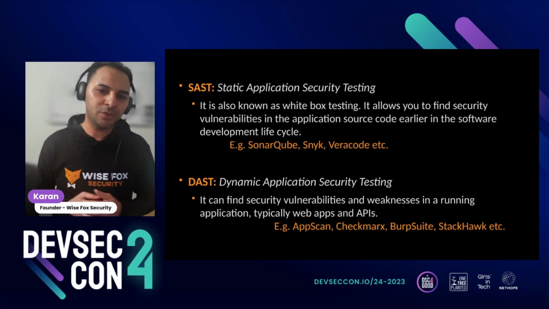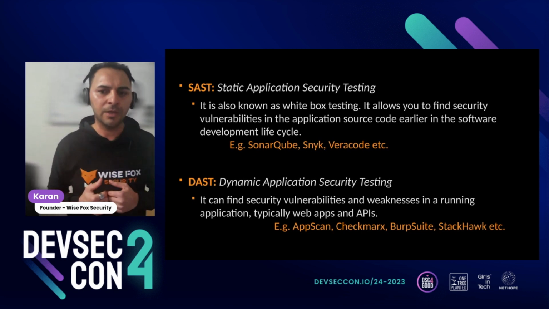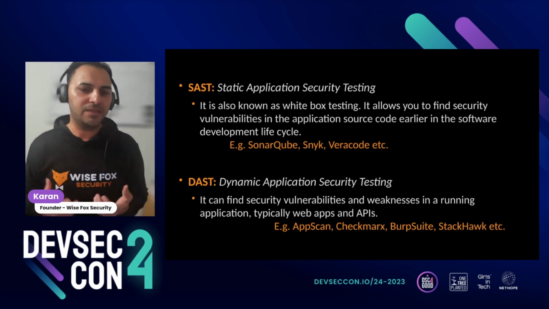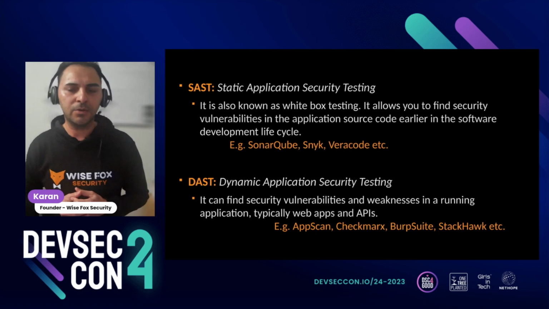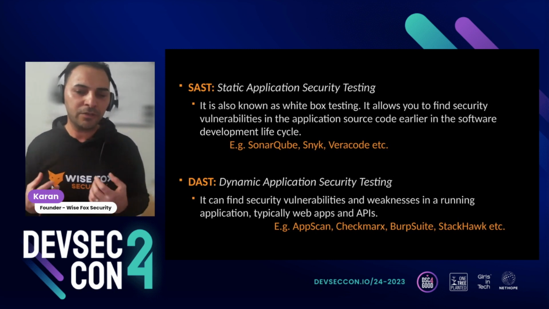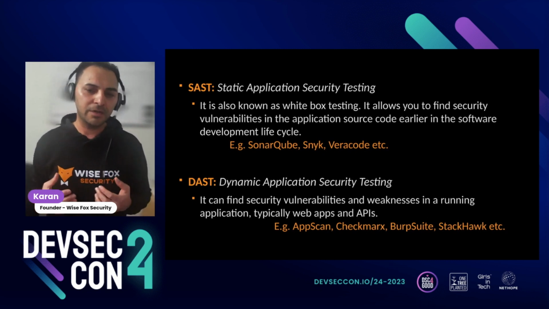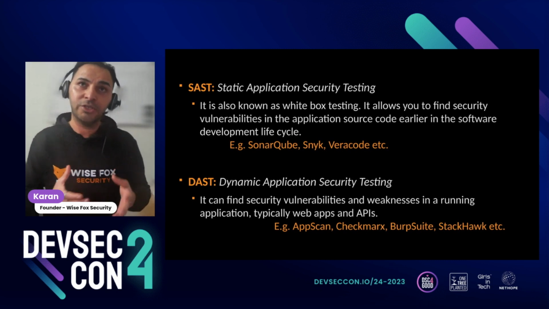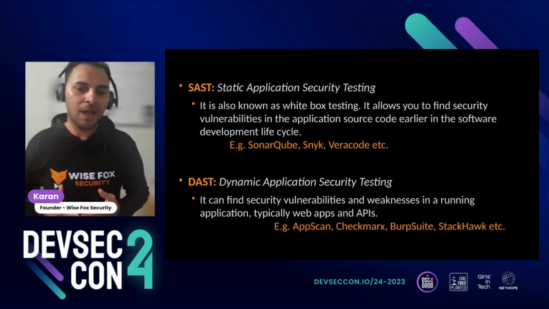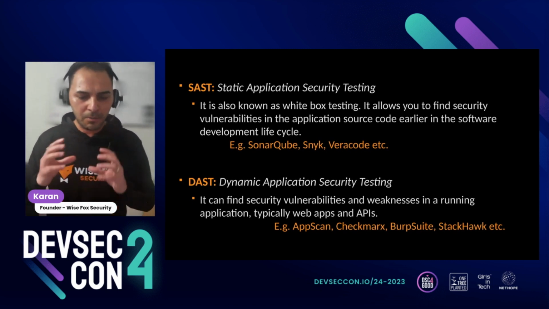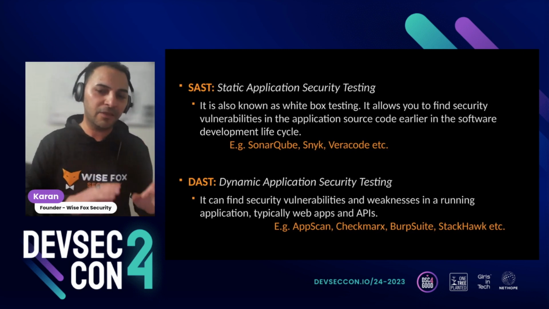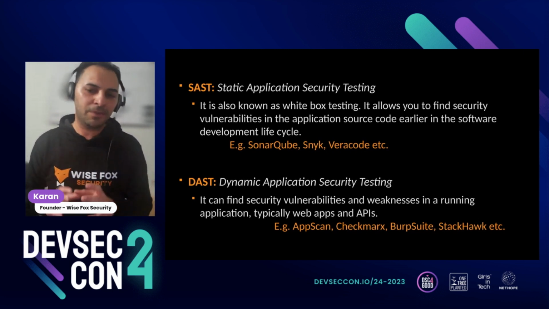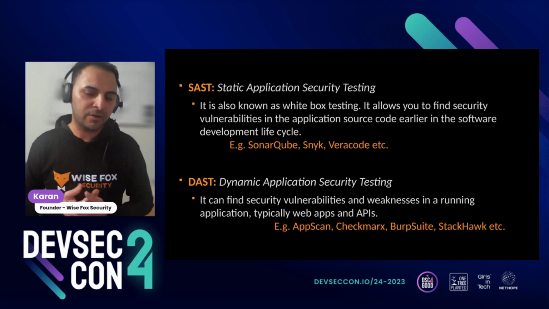Then we move on to the next buzzword that we hear, which is DAST. DAST stands for Dynamic Application Security Testing. With the help of this tooling, what we are trying to do is find vulnerabilities in a running web application. Not just web applications, but also APIs. So what we are doing is pointing our tool to an application URL or to an API endpoint, and we are trying to identify vulnerabilities.